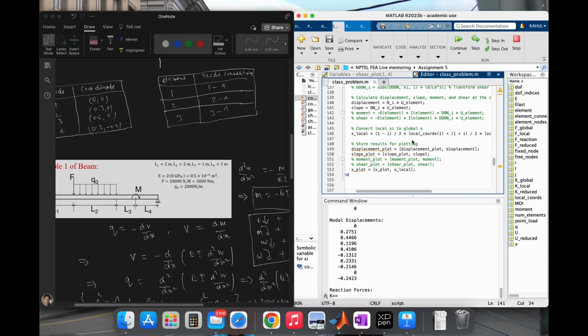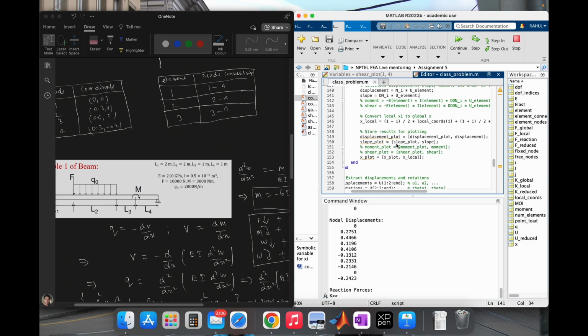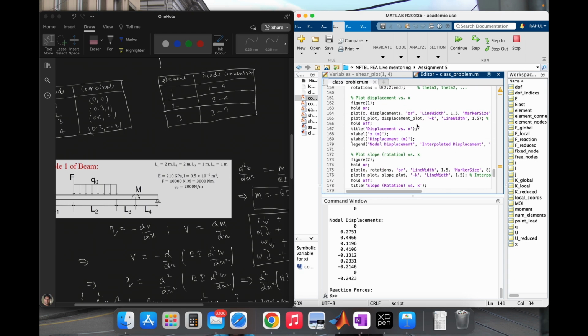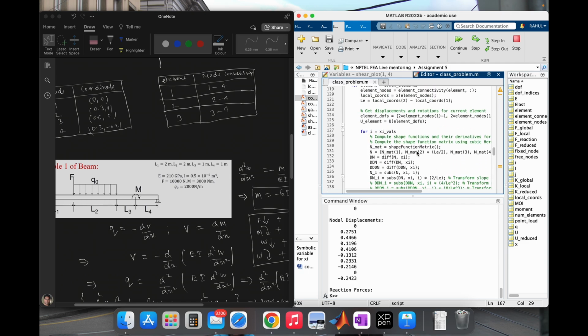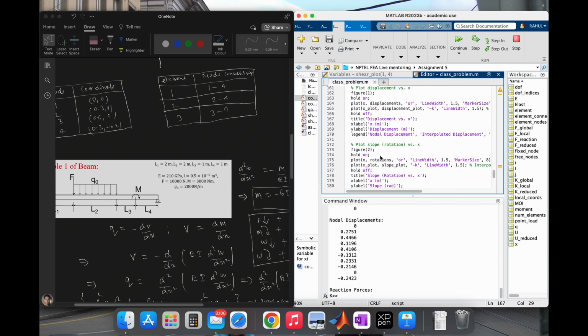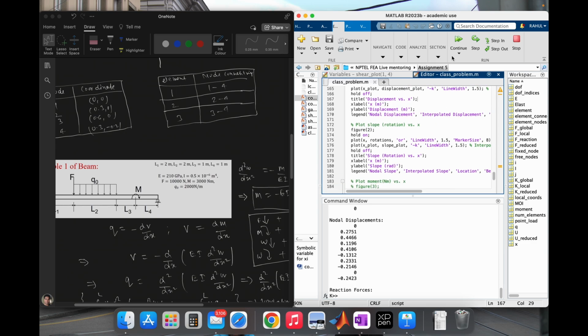And here it is x local, that is the Lagrange basis, and then we will plot the displacement and slope plot. We also compare the nodal coordinates with the continuous solution. If you assume a continuous beam, then by using interpolation, this is nothing but the interpolation method. I use the post processing, then we will see the result we are getting.